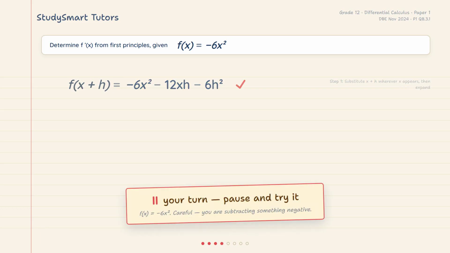Now subtract f of x from that. Watch the signs here. Because you are taking away a negative, one of the 3 terms is about to disappear completely. Pause the video and write down what is left.